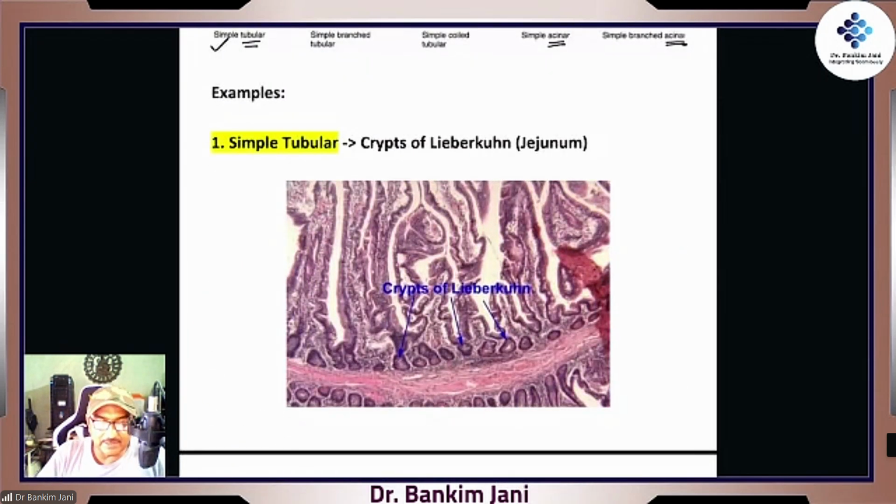Here, let's start with simple tubular. Crypts of Lieberkühn, in the jejunum. See, these crypts of Lieberkühn are simple tubular, so their formation is just like this. All the cell types are like this, with the duct and the watery secretion.